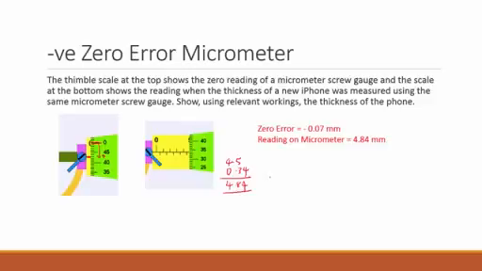But remember, this is the observed reading. So the correct thickness of this phone is 4.84, subtracting away the error. But in this case it's a negative zero error, so you just add 0.07. So the correct answer would be 4.91 mm.